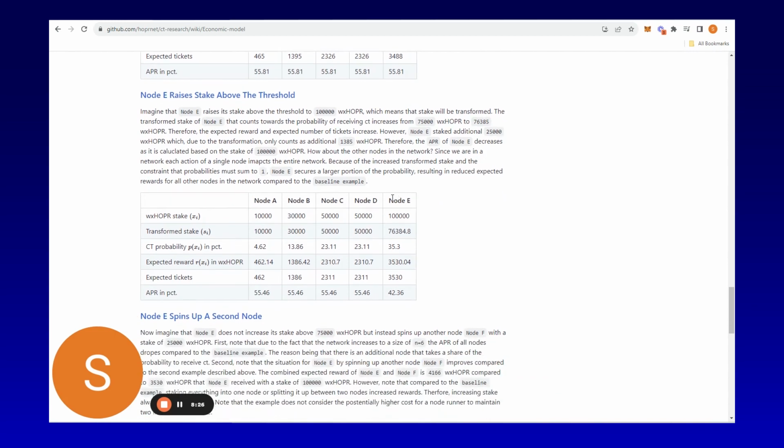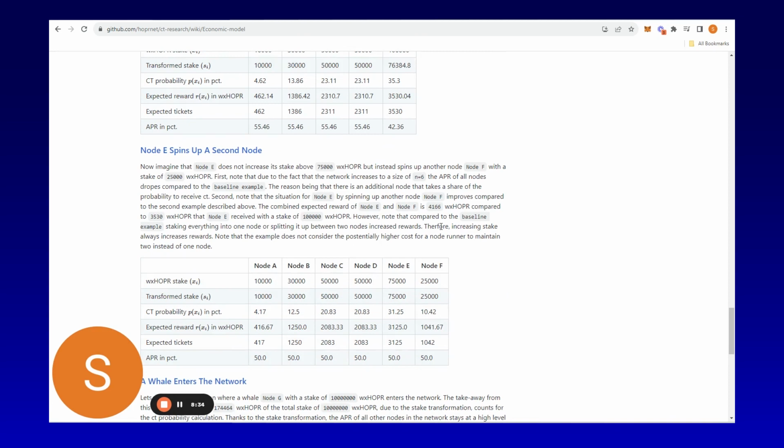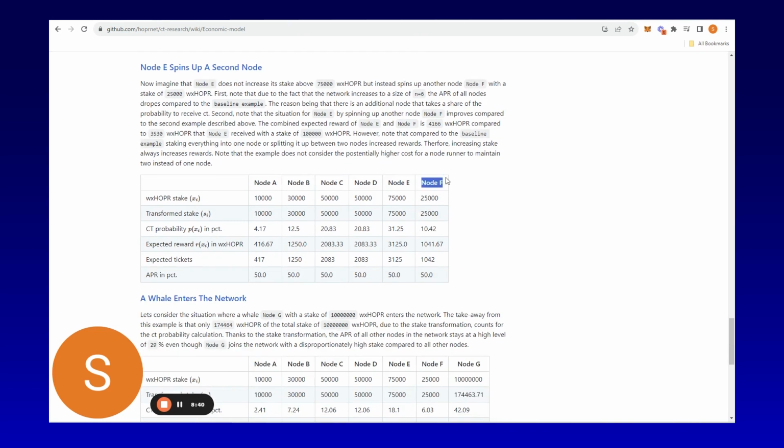So what should node E actually do? Because it's disincentivized to stake above the upper threshold, what's optimal for him? The best move is actually to open another node. So if node E creates node F, or the person running node E creates a separate node and puts the 25,000 on node F, his 100,000 is split between two nodes and is actually worth 100,000 now.